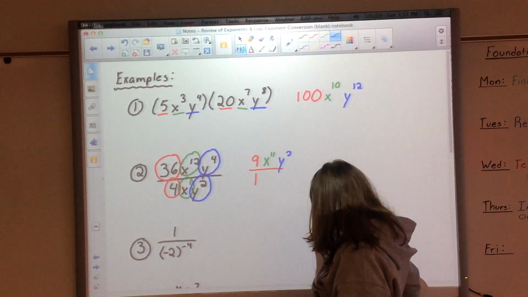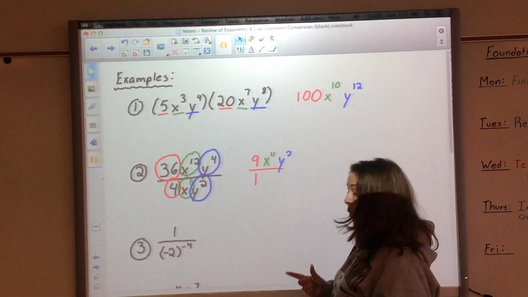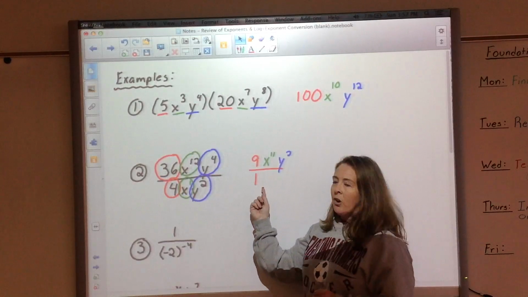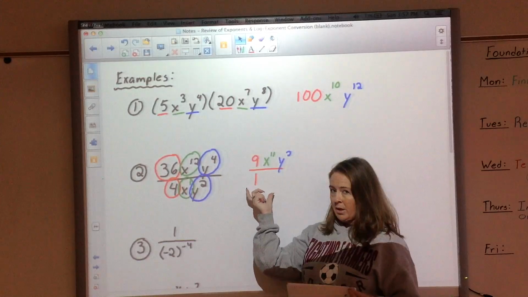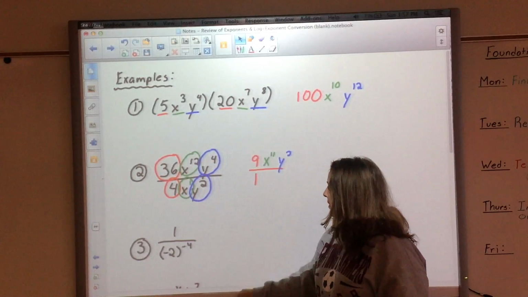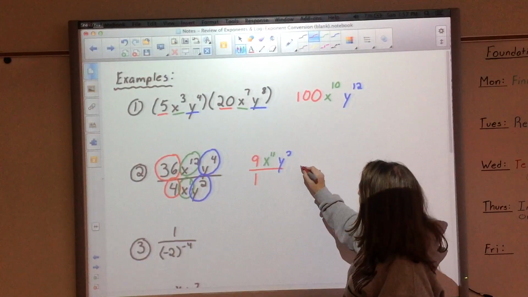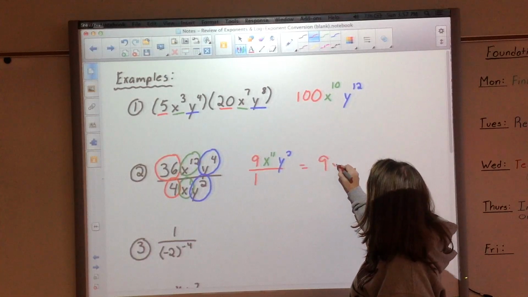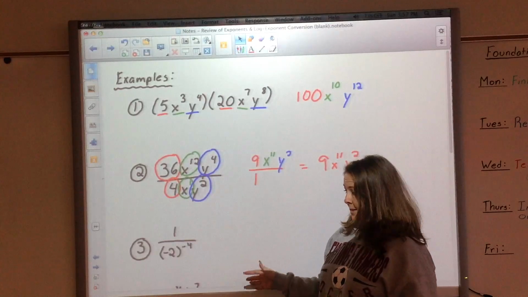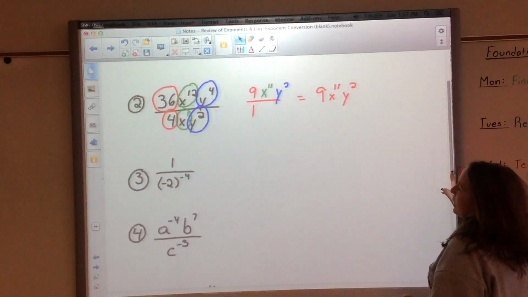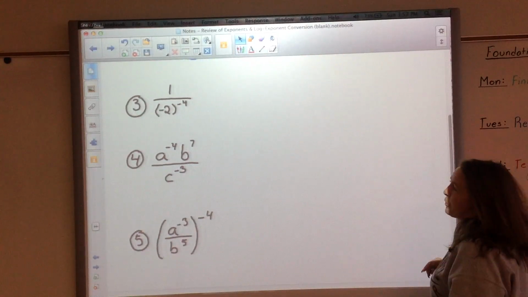Okay? So that's it for number 2. Oh, actually not quite. If all I have left on the bottom is a 1, then really this is the same thing as kind of like a whole number. So I don't really need that 1 on the bottom. So I can just write this as 9 x to the 11th, y to the 2nd. And that's it. Okay, let's take a look at number 3 then.